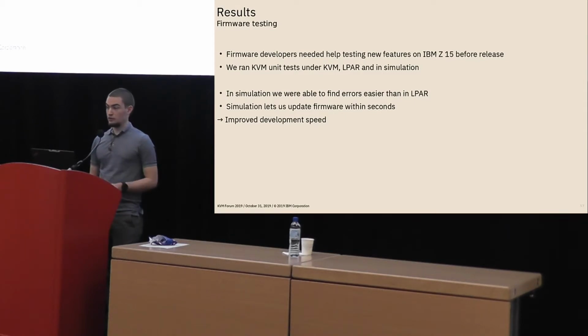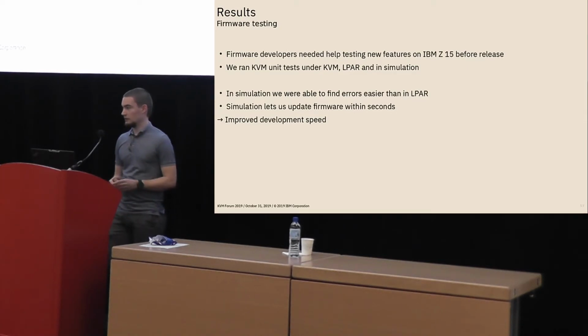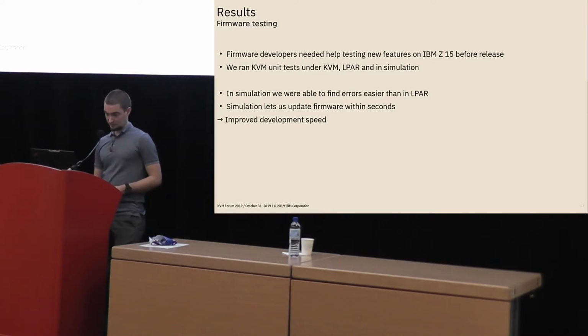Also in simulation, we were able to actually update CPU firmware much faster than on the machine. It only takes a few seconds. On the machine, it takes about 2 to 5 minutes. That depends. So we improved turnaround times, and the firmware developers were very happy to have it.